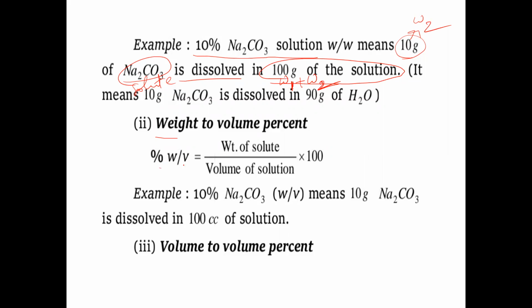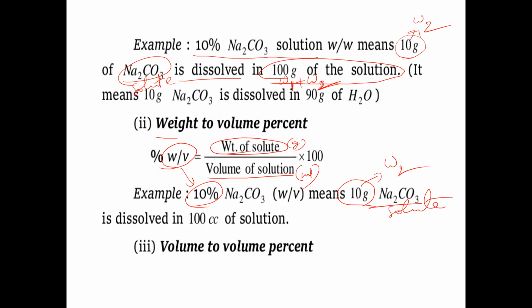Next, W by V percent, weight by volume percentage. In this case, we take weight of solute in grams by volume of solution in ml, into 100. Here the example is 10% weight by volume percentage. It means 10 grams Na2CO3 solute, this 10 grams being W2, the weight of solute, is dissolved in 100 ml solution. So volume of solution is equal to 100 ml. 100 cc means 100 ml.